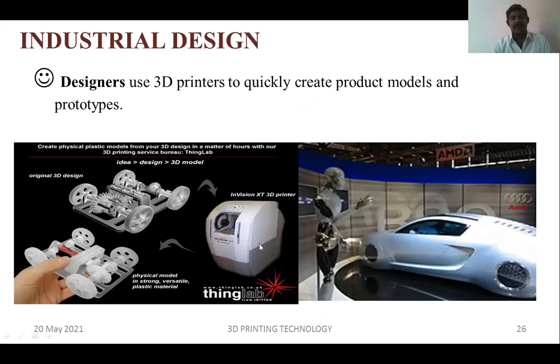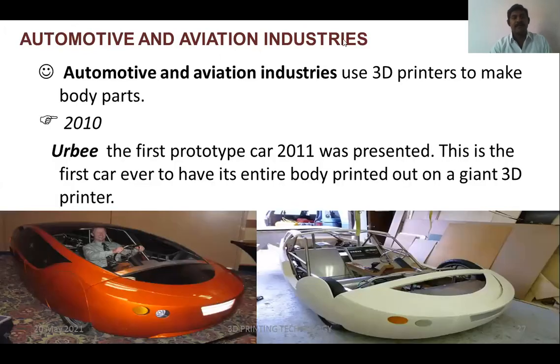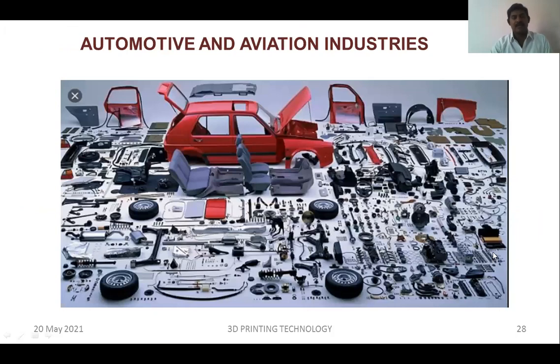One of the 3D printer technologies is a Thrink3 lab. Through this printer, we can easily generate a prototype model. And in the automotive and aviation industry, in 2010, Urbee, this was the first prototype car. It was generated through this 3D printing technology. And what you are seeing now, this entire part we can easily generate through 3D printing technology. So in the automotive as well as aviation industry, we can generate almost all parts with 3D printing technology.